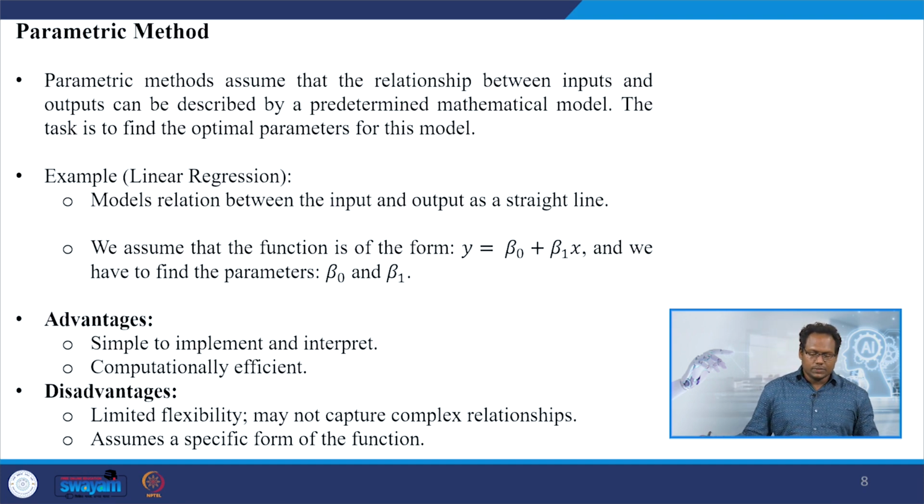Now, let us see the first method, which is called the parametric method. The parametric method assumes that the relationship between inputs and output can be described by a predetermined mathematical model. Thus, the task is to find the optimal parameters for this model. An example is linear regression, which models the relation between the input and the output as a straight line. We assume that the function is of the form y equal to beta naught plus beta 1 x, and we have to find the parameters beta naught and beta 1 associated with this function.